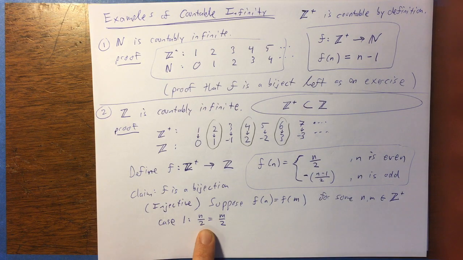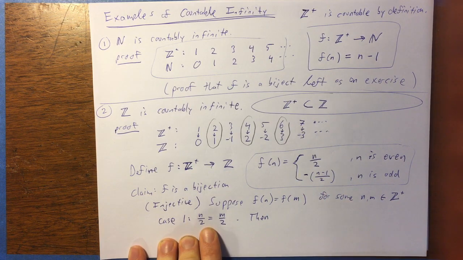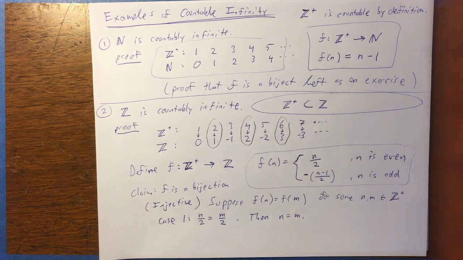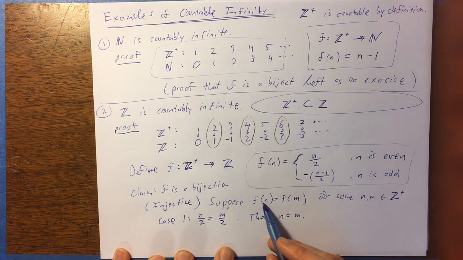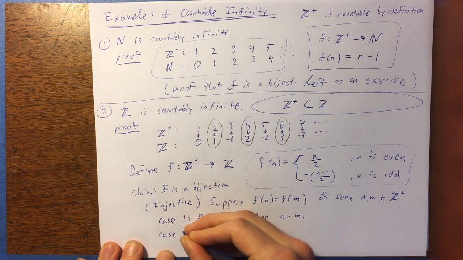If n over 2 equals m over 2, then it's pretty clear I can multiply both sides of that equation by 2 and get n equals m. Great, so that case is perfect. That case is fine, right? Because if f of n equals f of m, all I want to show is that n equals m. So in that case, I'm done. All right, now let's do case 2.